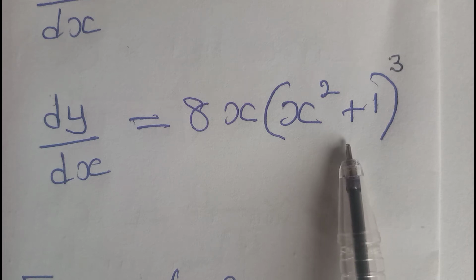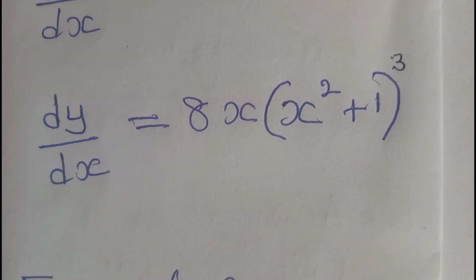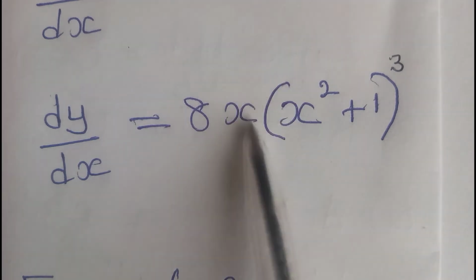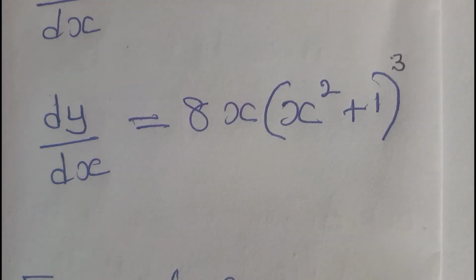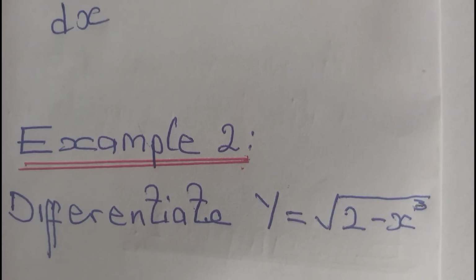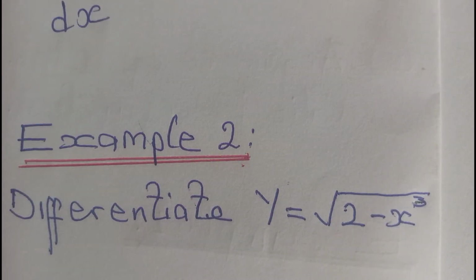So if you differentiate the function we just had, you're going to get dy by ds equals 8s into s squared plus 1, everything raised to power 3. That's the simple approach to chain rule. Let's take a further example. This example will illustrate the use of roots.